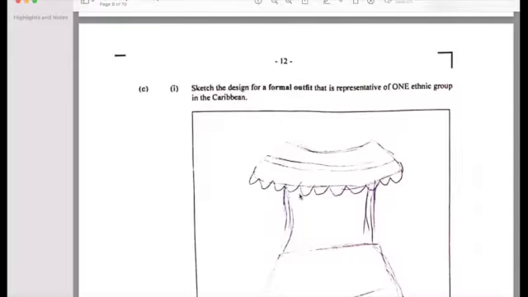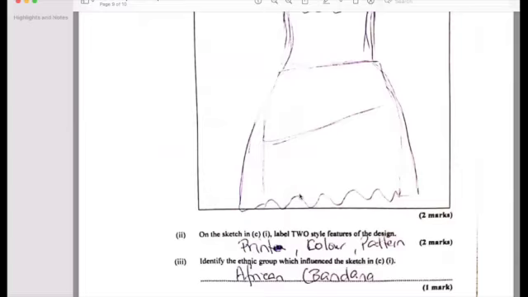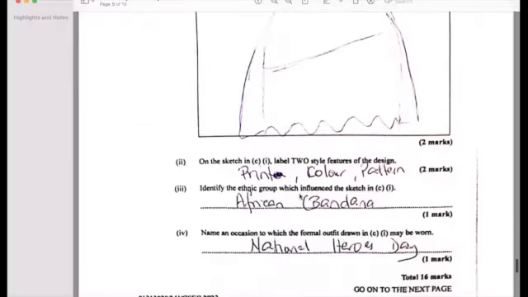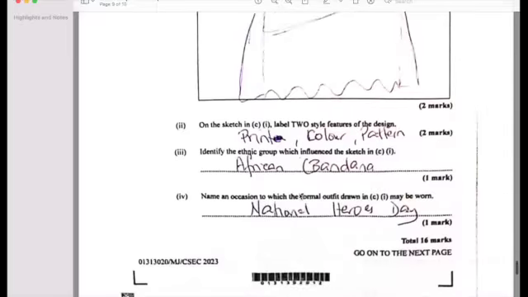All right, they asked us to sketch a design for a formal outfit to represent an ethnic group in the Caribbean. And I chose the African bandana. Yeah, I did that one. All right, so they say, based on it, label 2 features. So the print will be one, the color will be one, the pattern will be one. And of course, by the moment they ask you to sketch, you must know what they are going to come with a question like, what is your title? Yeah. So as I said, it's the African bandana. 1 mark, and what occasion. And we normally have this in Jamaica for National Heroes Day for our kids.